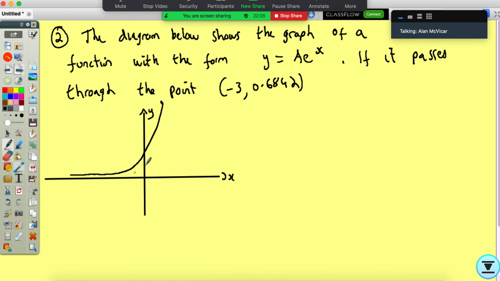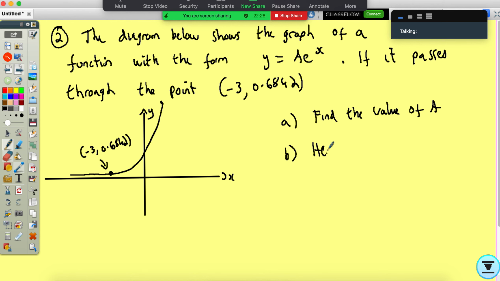Okay, and now my point here is negative 3, 0.6842. So A, find the value of A and B, hence find the equation of the curve. Okay, go for it.